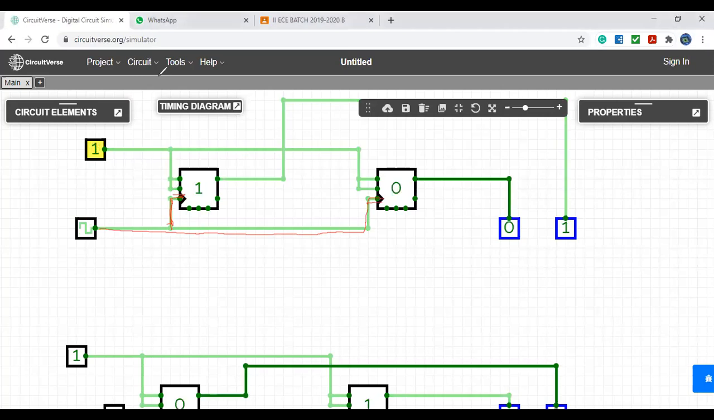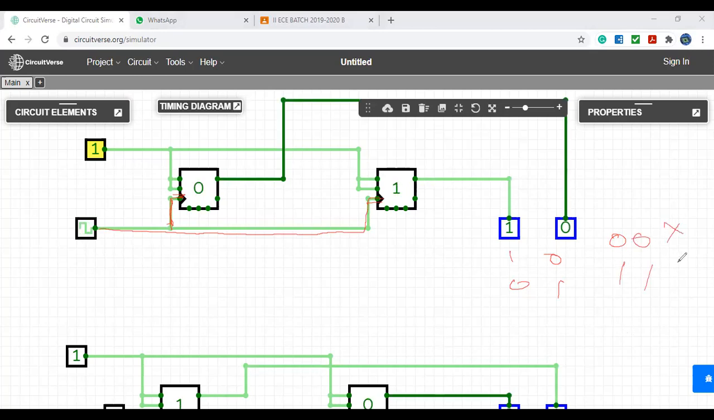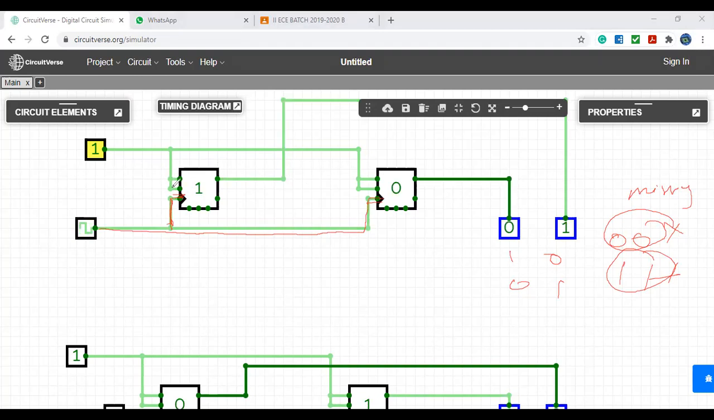Let us see what happens. For J and K, I am taking 1. We are getting 1001, 1001. What happened? 00 and 11 are missing. Whenever the clock pulse is the same, we don't get two states. We are missing two states. So the JK values are not 1.